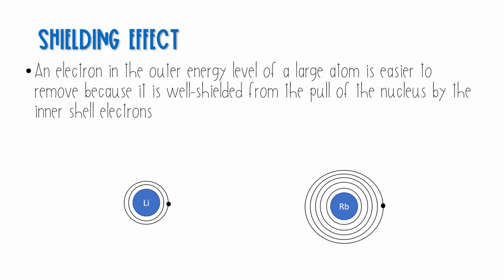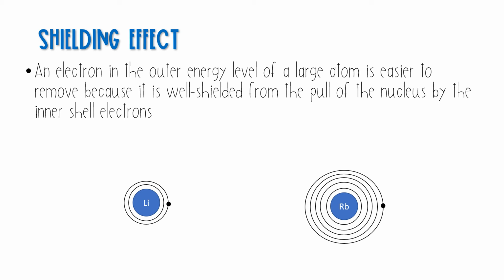The shielding effect is that an electron in the outer energy level of a large atom is easier to remove because it is well shielded from the pull of the nucleus by the inner shell electrons. So let's take these 2 atoms here. We have lithium, which has 2 energy levels and 1 valence electron. You see that this valence electron is very close to the nucleus. Think of the nucleus as mama, and this electron is the baby buffalo. It's pretty close, so it's going to be difficult to steal it from that atom.